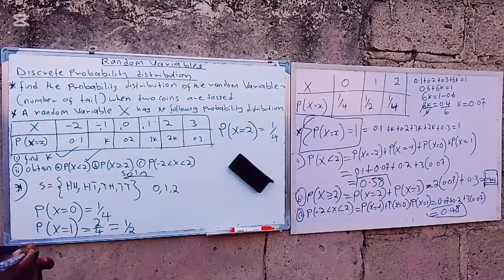So this is the end of this class. We saw the discrete probability distribution. So this is all I have for you for today.